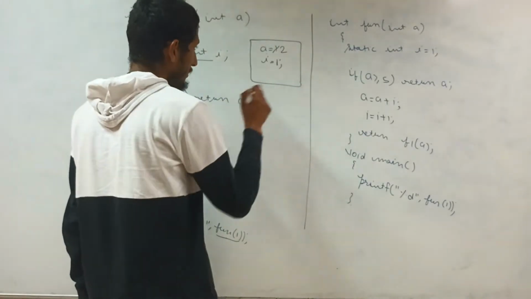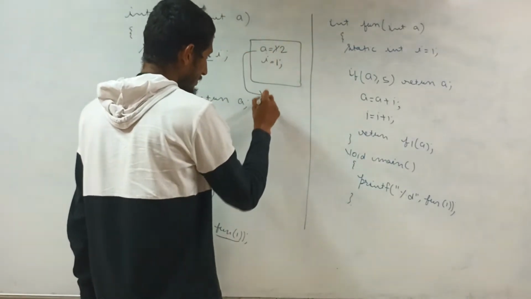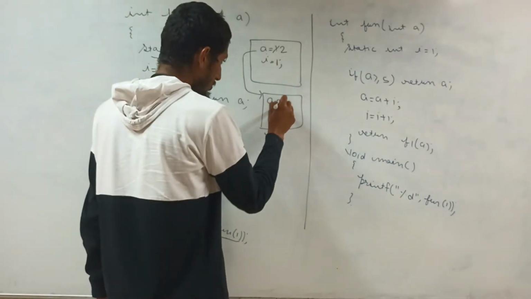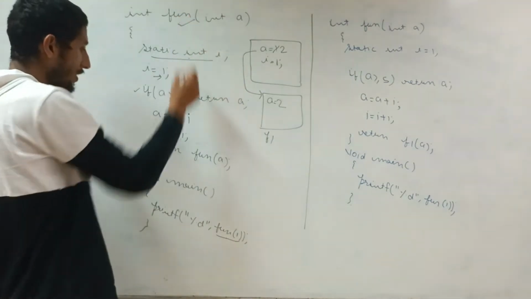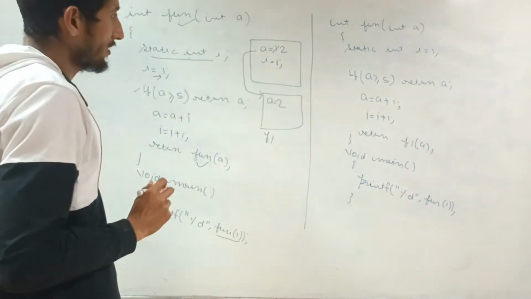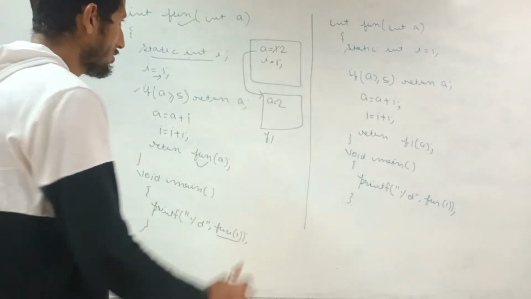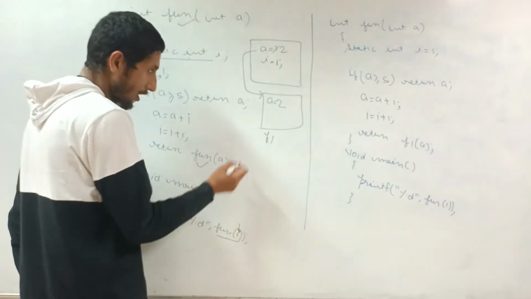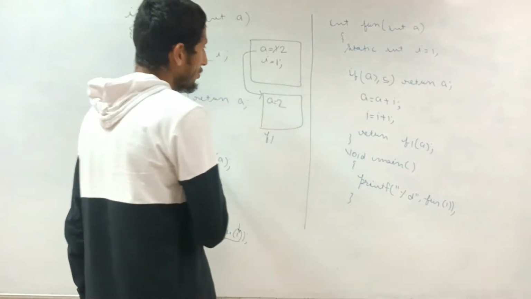Compiler control will transfer to the function named fun again, but this time the value of a is 2. That is called recursion. Are you following this one? When a function calls itself, that is called recursion. First of all, we called with a equal to 1, but now the value of a becomes 2.